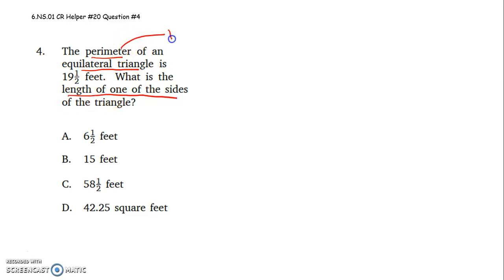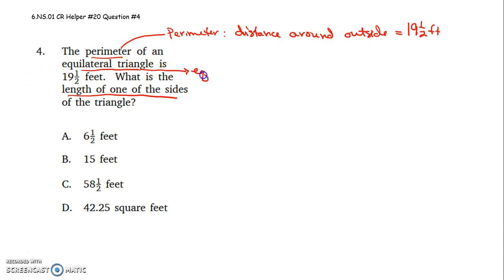Okay, so first of all, perimeter is distance around the outside. So the distance around the outside of that triangle is 19.5 feet. It happens to be an equilateral triangle. That means all three sides have the same measure.